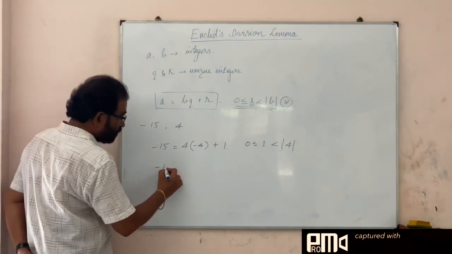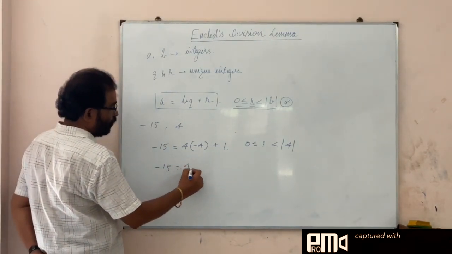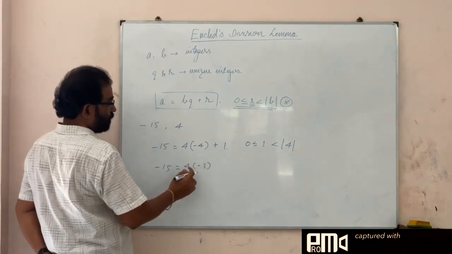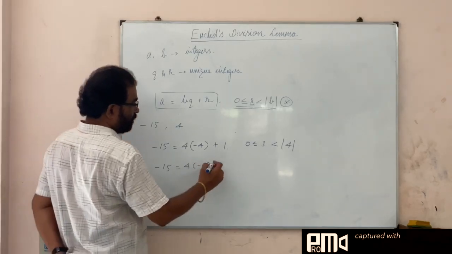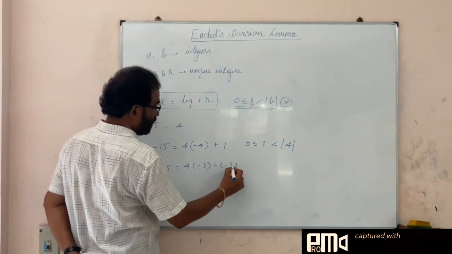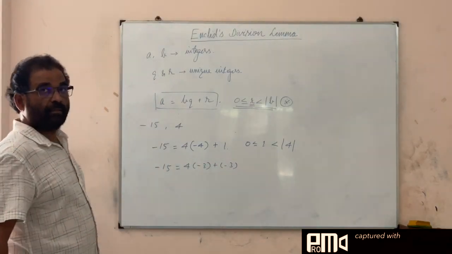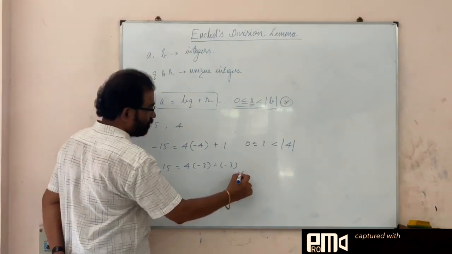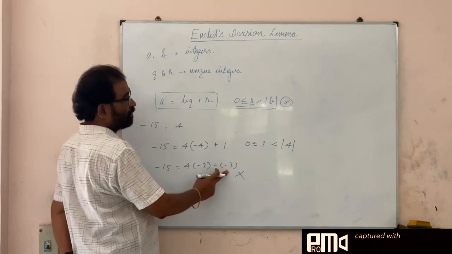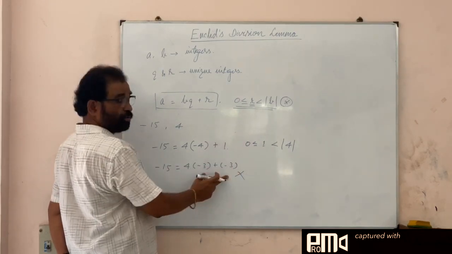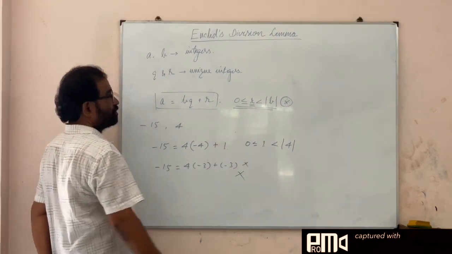Suppose you write minus 15 as 4 into minus 3, which is minus 12. To get minus 15, we need to add another minus 3. This cannot be, because this minus 3 is the remainder, which is less than 0. The remainder must be greater than or equal to 0. So you cannot write it like this.